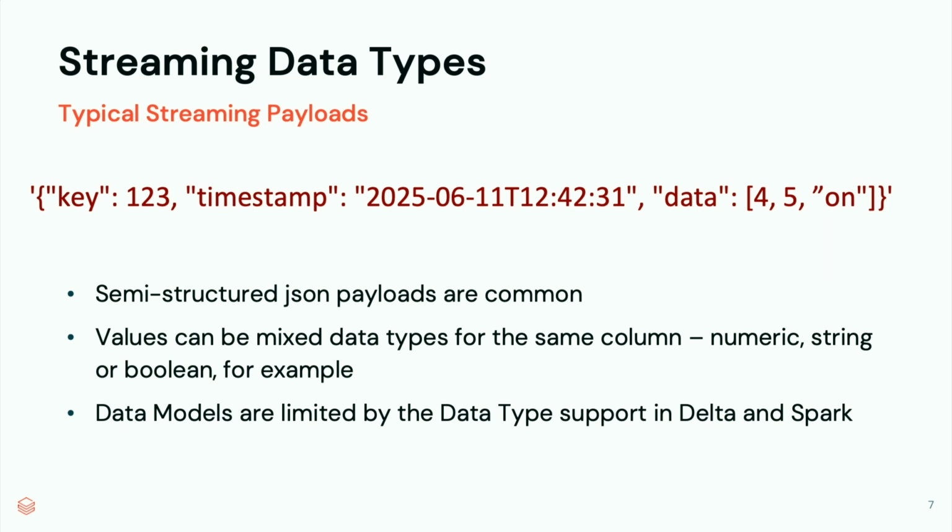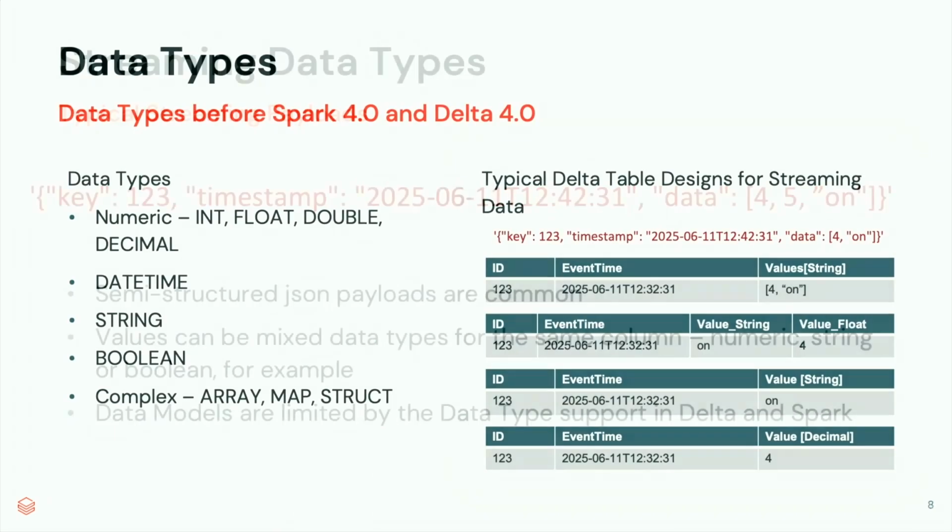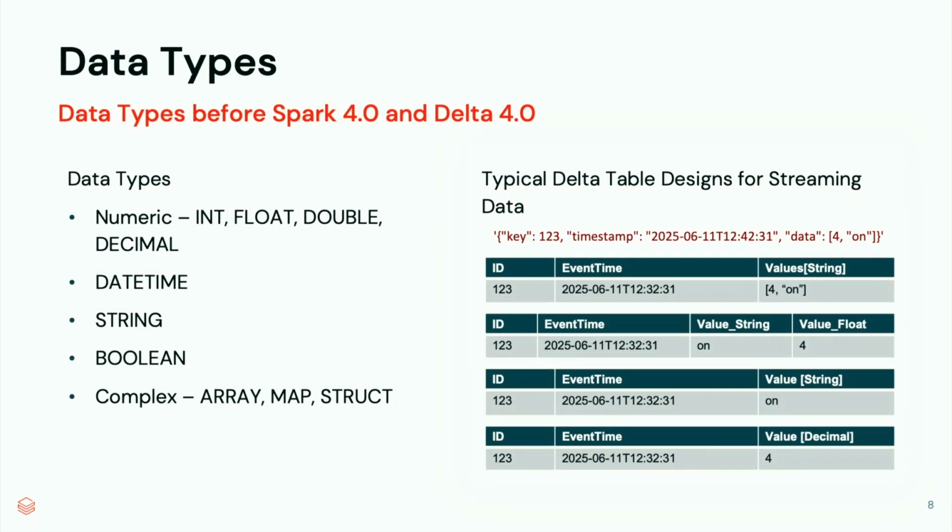And variant types are finally the solution for it. So before Spark 4.0 and Delta 4.0, you were limited by the data types that Spark and Delta supported. If you had numerics, you could choose things like int, floats, doubles, or decimals. You had date times, strings, booleans, and if you had complex data types, you would pick something like an array, a map, or a struct.